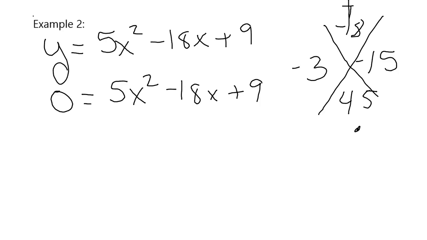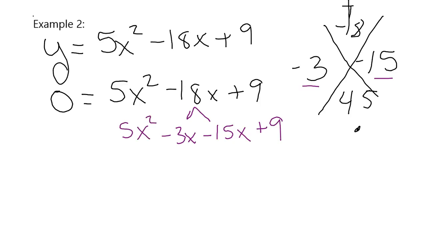So remember that this middle term is really these two pieces here, a negative 3x and a negative 15x. And then I'm going to keep my plus 9 and my 5x squared. We go ahead and break it into 2 sets. And because there's a negative there, we put a plus sign there.